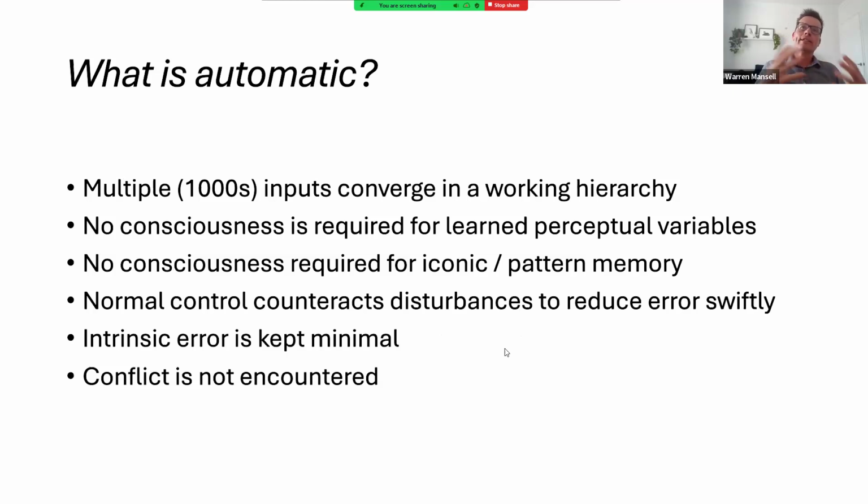So again, what is it that we think doesn't need consciousness? We've got all these thousands of inputs converging in the hierarchy. We've got these perceptual variables being controlled, and arguably we've got those variables being learned within the hierarchy very automatically. And I think this relates to the wider literature on iconic or pattern memory or implicit grammar. And we also know that there can still be disturbances, things that come out of the blue for that organism that it can still react to using its control systems that would not require consciousness.